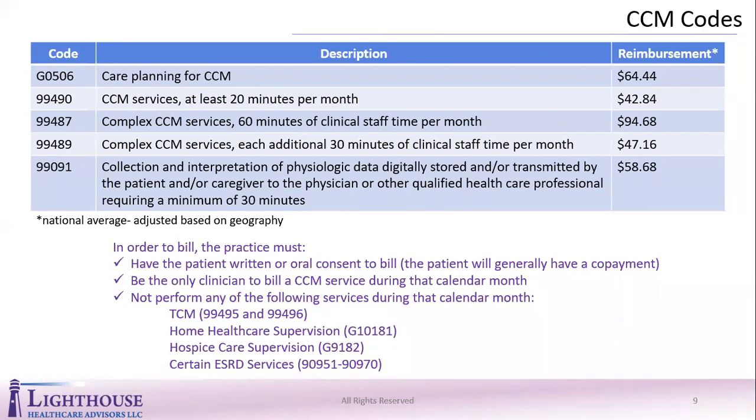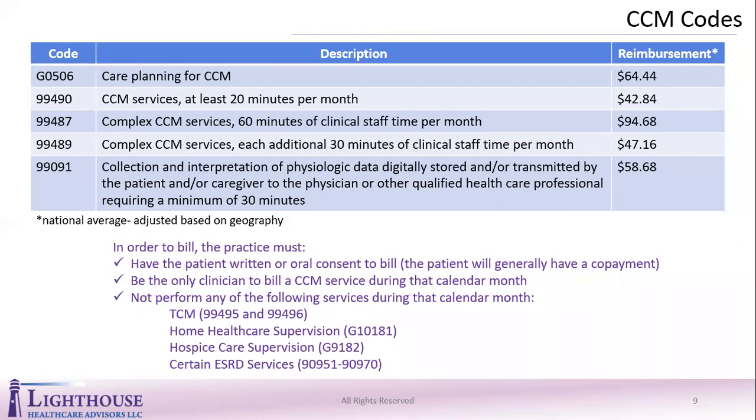If you have more complicated service, 99487, this is 60 minutes of staff time per month. So we're going up from 20 minutes to 60 minutes, and you can see the change in reimbursement there. And then 99489 is each additional 30 minutes of clinical staff time. So let's say you spent an hour and 45 minutes. You could bill both the 99487 and the 99489 codes.